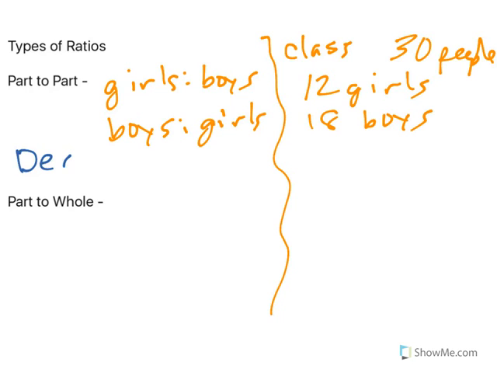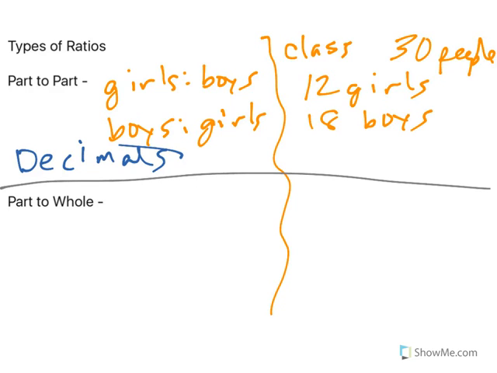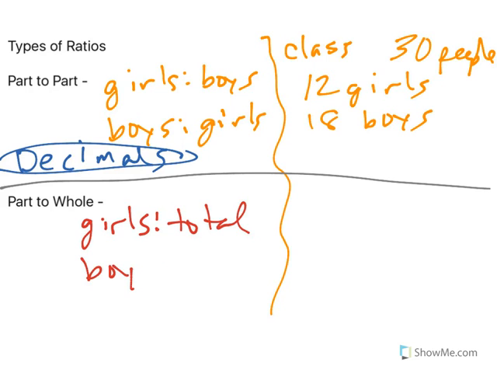Part-to-part ratios we write as decimals, always. Okay? I mean, you can write it as a fraction, of course, but we simplify it to be a decimal. Now, when I talk about a part to whole ratio, I could talk about girls to the total. I could talk about boys to the total. Because girls are a part of the population, total is the whole thing. It's everybody. So if you are comparing part of a sample or part of a population to the whole thing, that is a part to whole ratio.